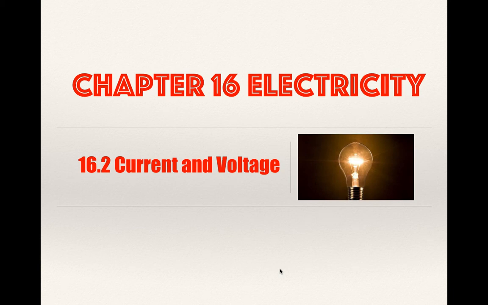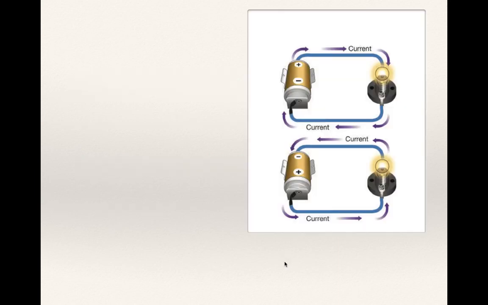In Chapter 16, Electricity, Section 2, we are going to talk about current and voltage. So we talked about what causes electricity, we got those charges moving. So now what's talked about in this section is actually measuring those charges as they are moving through wires. Current is essentially what carries all of this energy in a circuit.